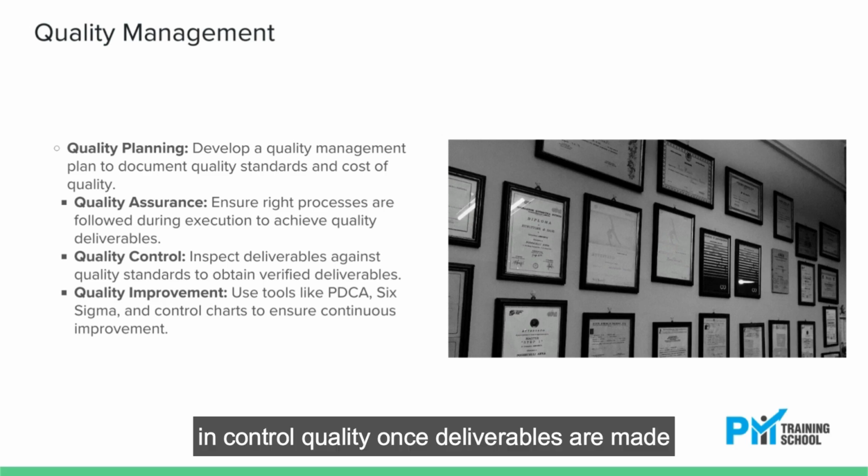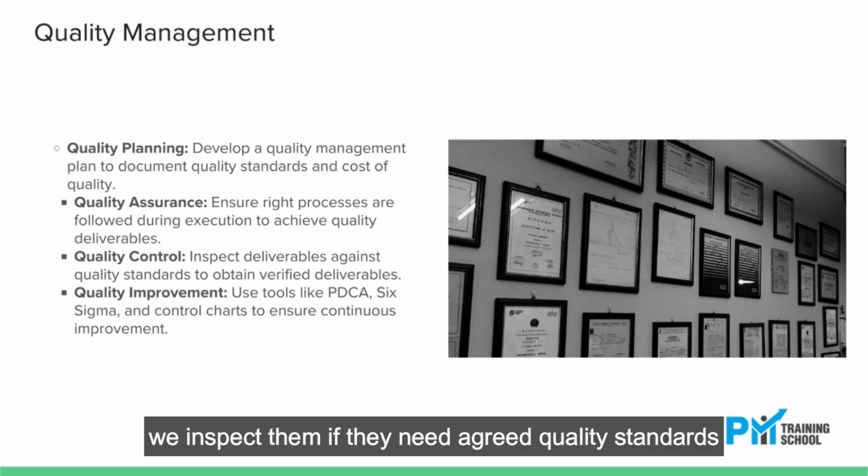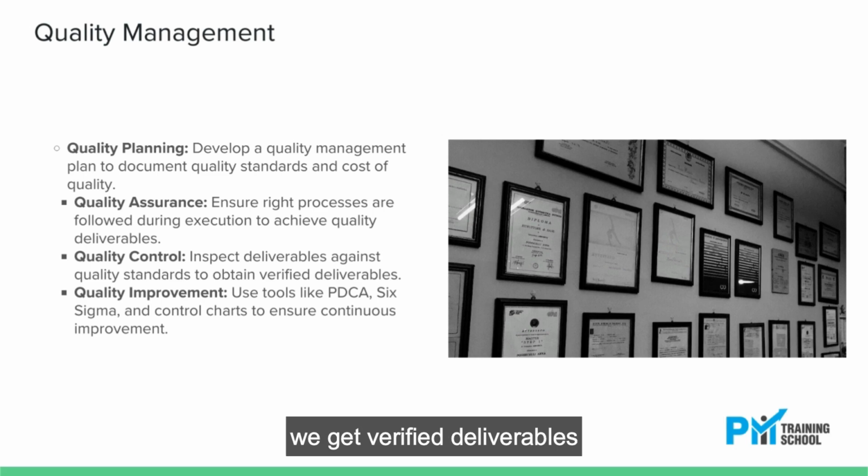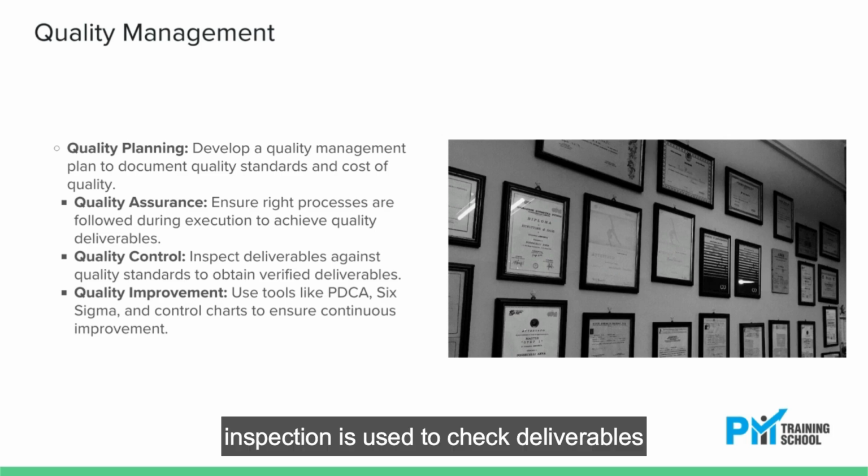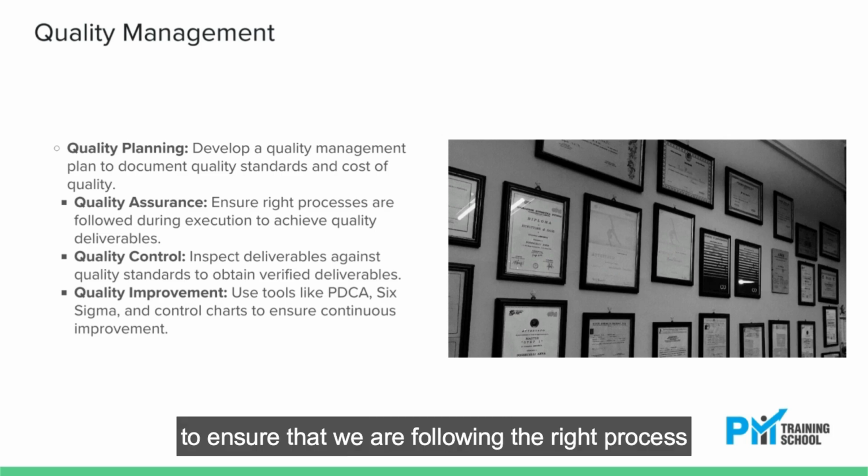In control quality, once deliverables are made, we inspect them. If they meet agreed quality standards, we get verified deliverables. Inspection is used to check deliverables. Audit is used to ensure that we are following the right process or not.